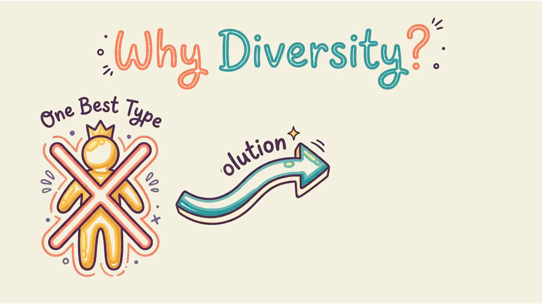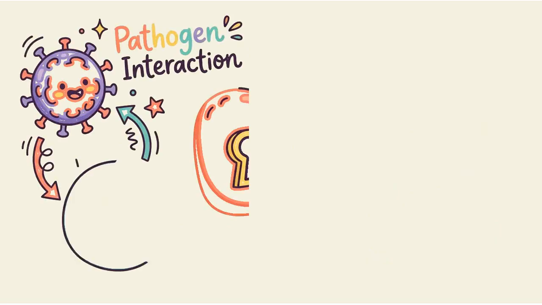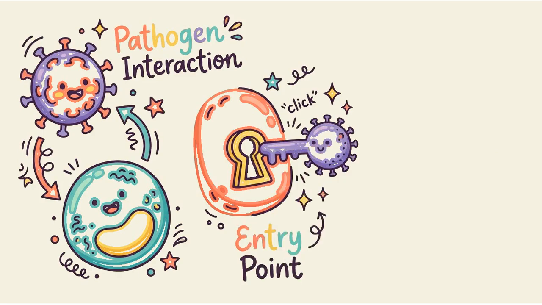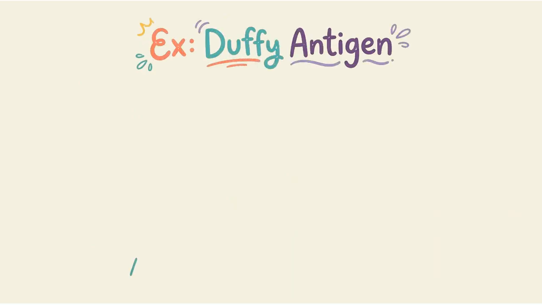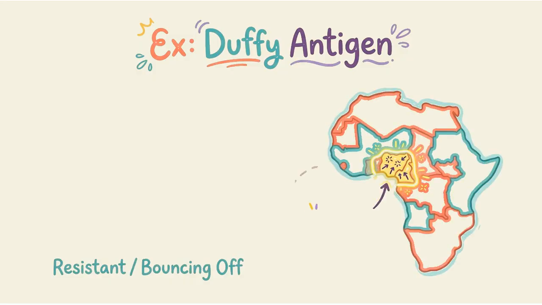A major part of the answer is evolution, especially infectious disease. Many pathogens interact directly with blood group antigens. Some use them as entry points into cells. Others bind more easily to certain antigen patterns. For example, people who lack the Duffy antigen are largely resistant to one species of malaria, and this trait is very common in regions where that malaria was historically widespread.